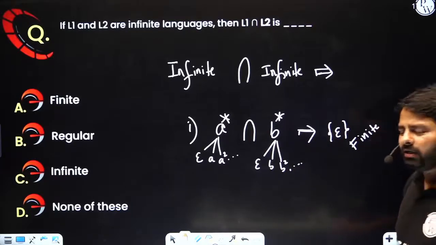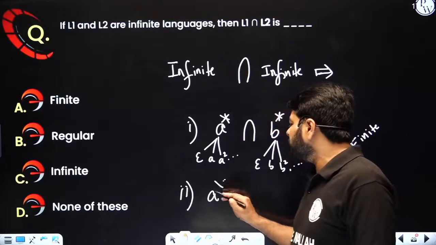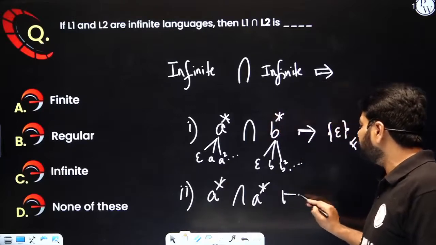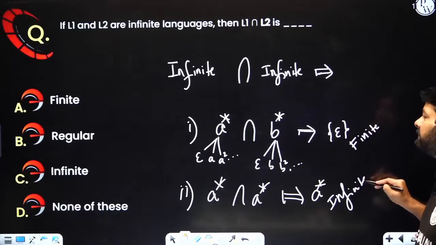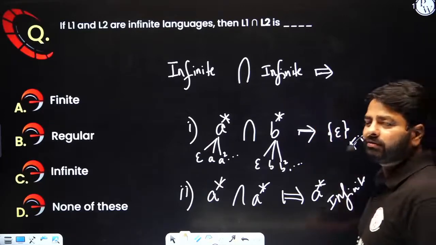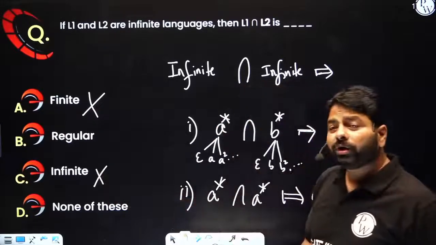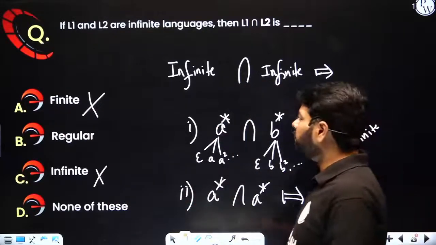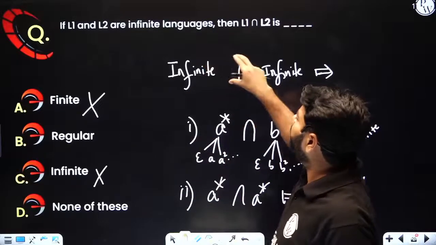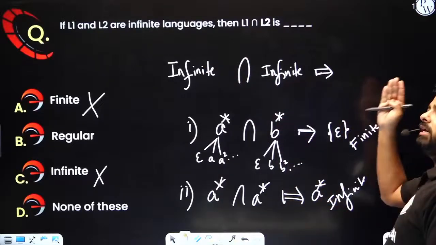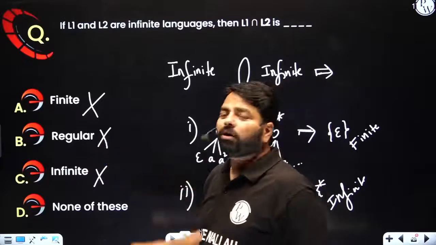But that doesn't mean that all the time the result is finite, right? In some other cases, let's say A star intersection A star only, the result is A star, which is infinite. So what we can conclude: infinite intersection infinite need not be finite, need not be infinite. What about regular? Can you guarantee always regular? No. For that, you take the non-regular example, a power n b power n intersection a power n b power n. Still it is a power n b power n. So that's not regular, right? It need not be regular too.